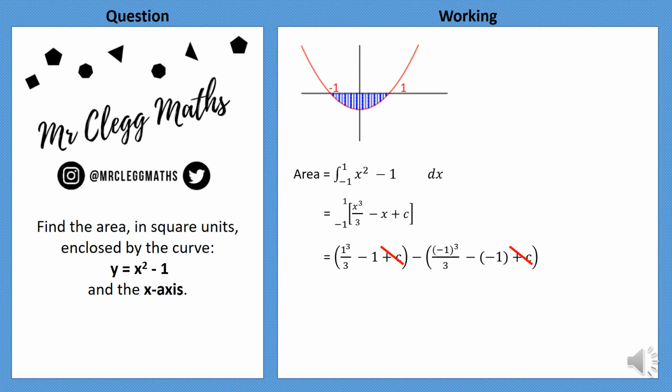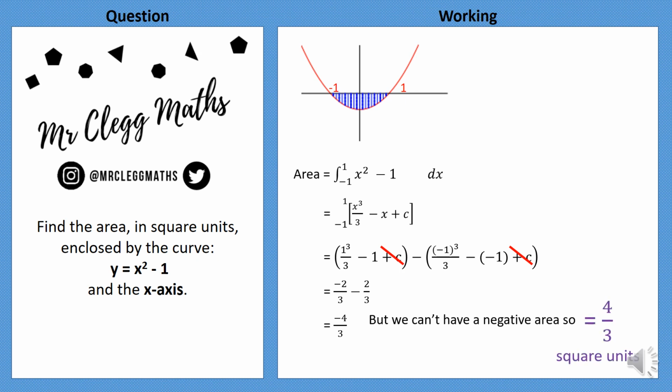So after a bit of substitution, a bit of calculation, you should figure out that 1 cubed over 3 is a third, take away the 1 is minus 2/3, and the other bracket actually equates to give 2/3, a positive 2/3, but remember that we're subtracting that. So you have minus 2/3, take away 2/3, gives you minus 4/3, but remember this is an area and we cannot have a negative area, so the area enclosed by the curve y equals x squared minus 1 and the x-axis is 4/3 square units.